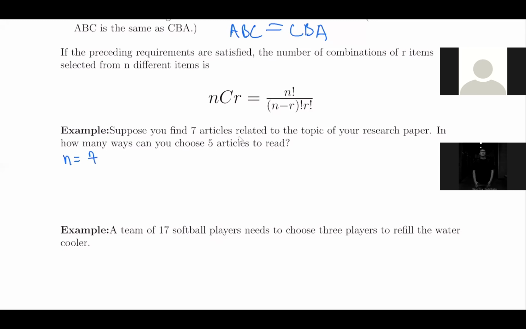Are any of the articles the same article, or can we assume all the articles are different? They're different. Cool. Do they tell us how many articles they're going to read? 5. So r is equal to 5. Does it matter the order that this person reads the articles? No. Not really, because they're going to read all 5 of the articles, it doesn't matter who they choose first, second, third, fourth, or fifth.